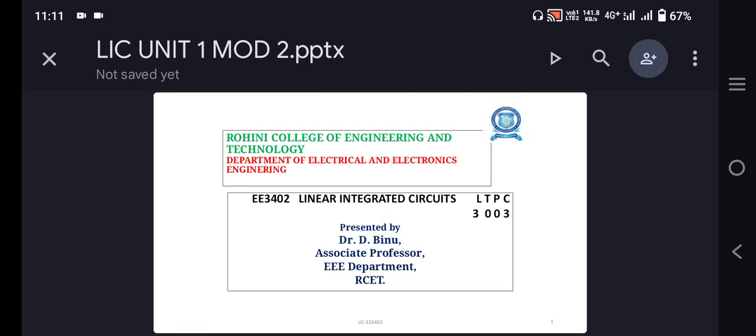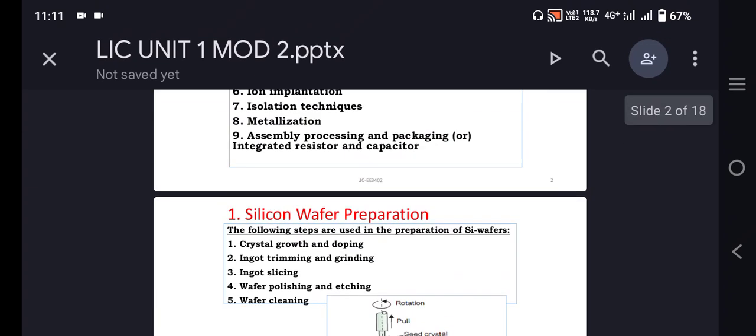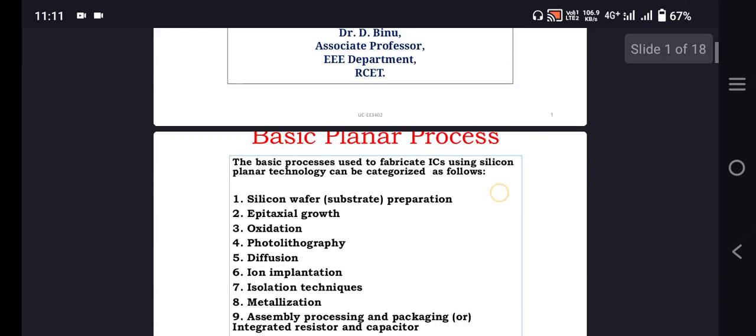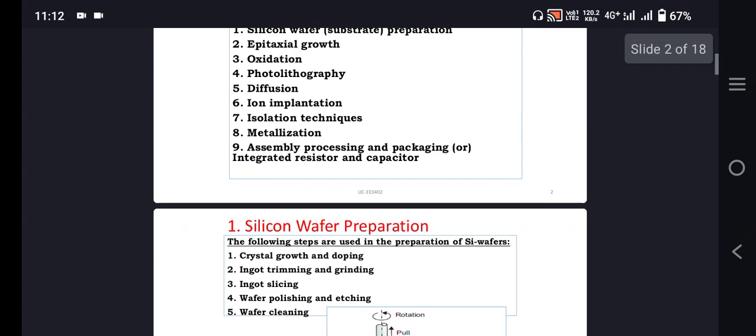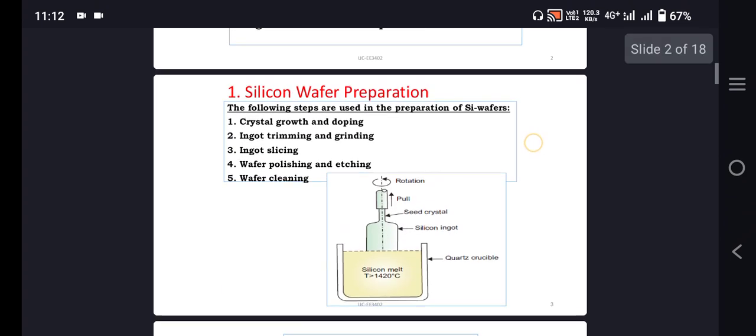I am Dr. Binu. In second year, fourth semester LIC subject, the second topic in the first unit is basic planar process. It consists of various steps or stages started from silicon wafer preparation. The silicon wafer is here represented as substrate, epitaxial growth, oxidation, photolithography, diffusion, ion implantation, isolation technique, metallization, assembly processing and packaging. The first method is silicon wafer preparation.